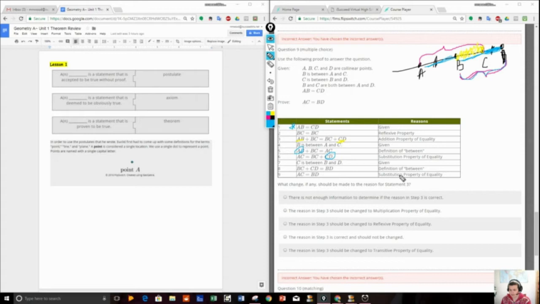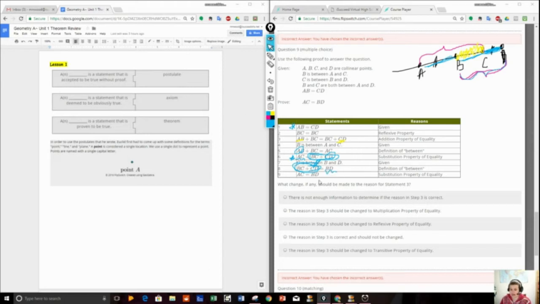So, then how did they substitute that? They took this statement in 6, AC equals BC plus CD, that statement, and linked it right here. There was that link. And then they said, okay, well, since those two equal each other, then I can cut out the middleman, and voila, we have AC equals BD.